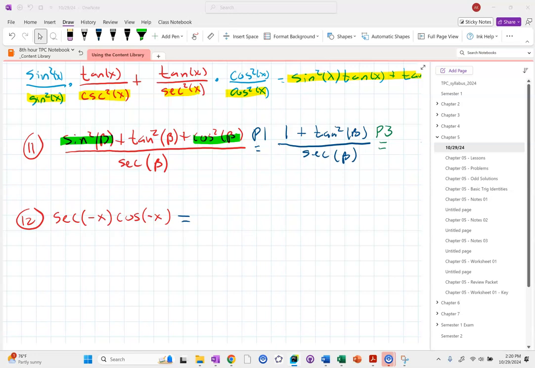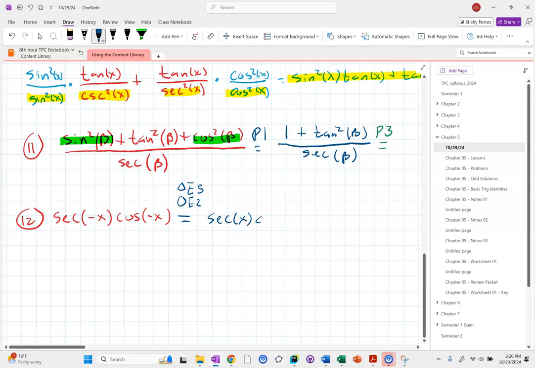Jack Kilpatrick, you're up first. Identity or algebra? Identity. Great, which identity? Maybe OE2. Yes, and if you're going to do OE2, you might as well also do OE5. Great. OE5 allows you to write secant negative x as just secant x. And OE2 allows you to write cosine negative x as just cosine x. As soon as we saw the negative signs inside of our trig function like that, odd-evens is where we live. Everybody cool? Good job.